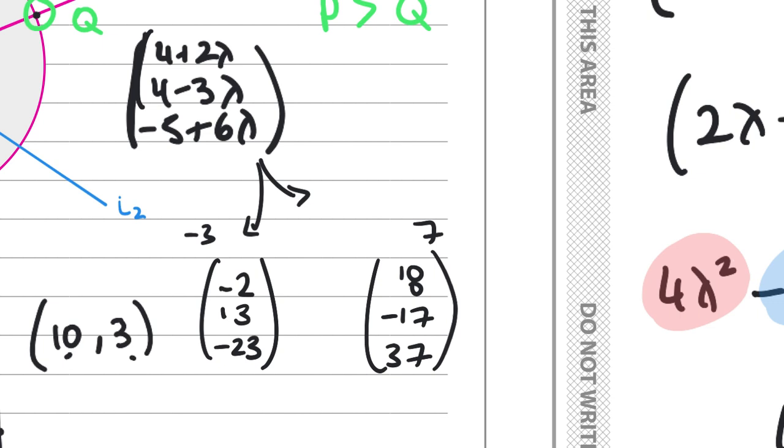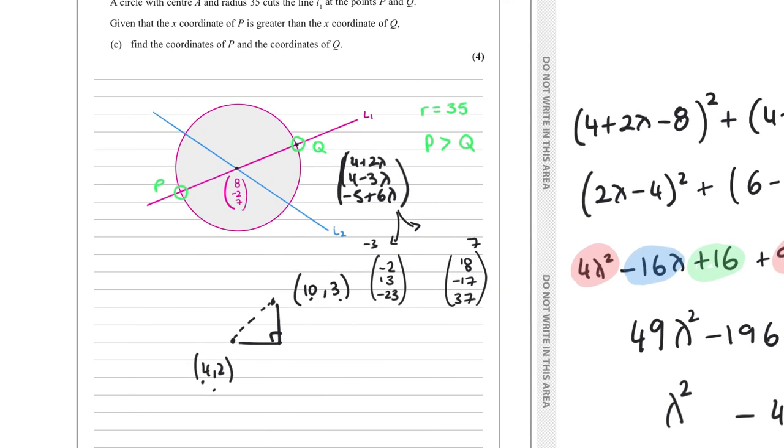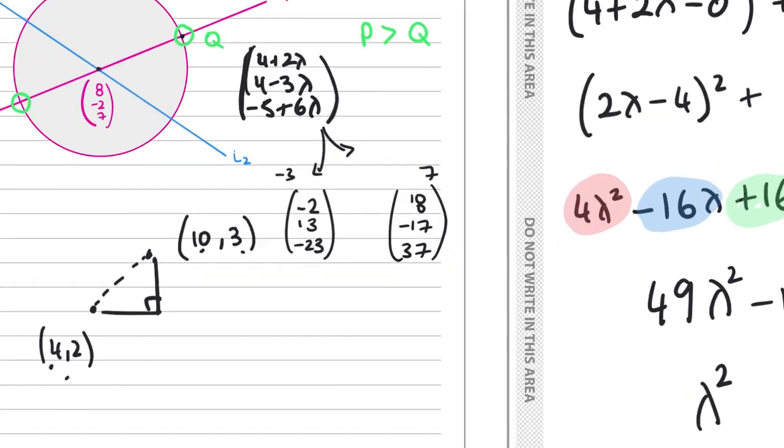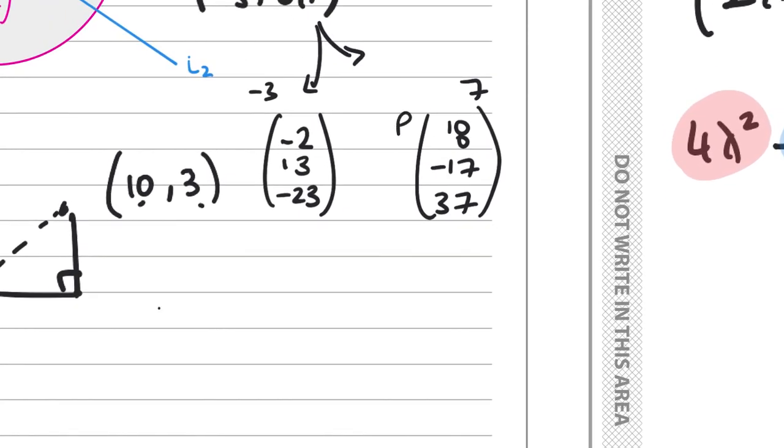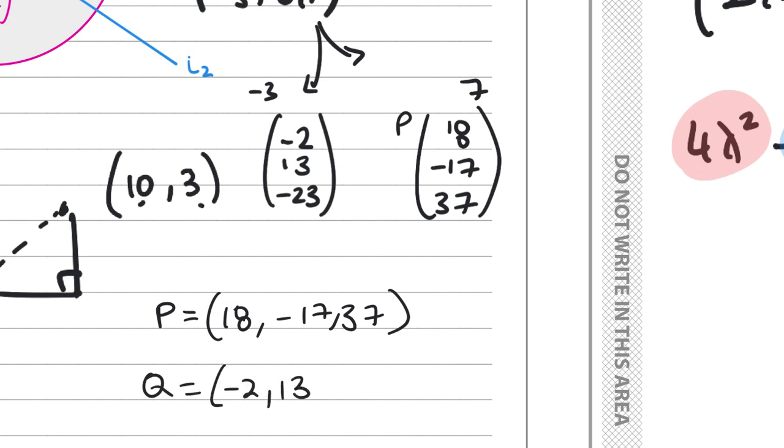4 plus 2 times 7. Yeah. 4 minus 3 times 7. Check. Minus 5 plus 6 times 7. For some reason, every time I go to click something, it says answer. Okay, 37. This is brilliant. Sorry, it says that the x-coordinate of P is 8 more than the x-coordinate of Q. So P equals 18 minus 17, 37, and Q equals minus 2, 13, minus 23.